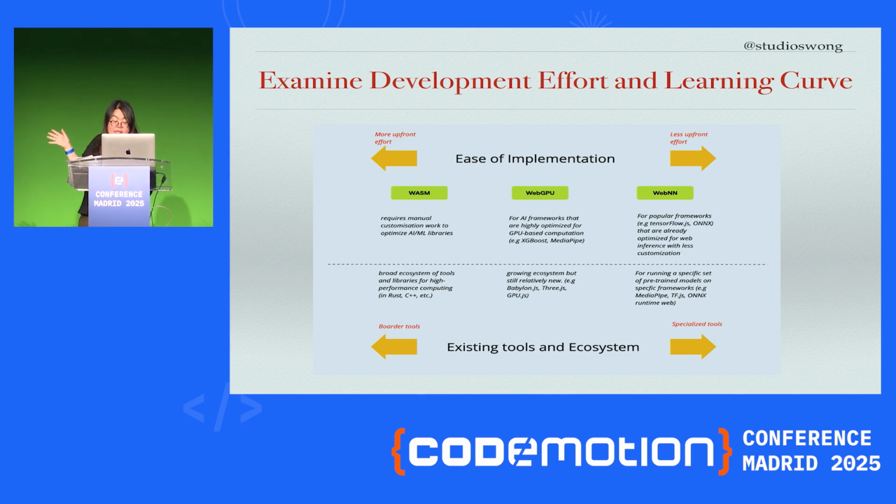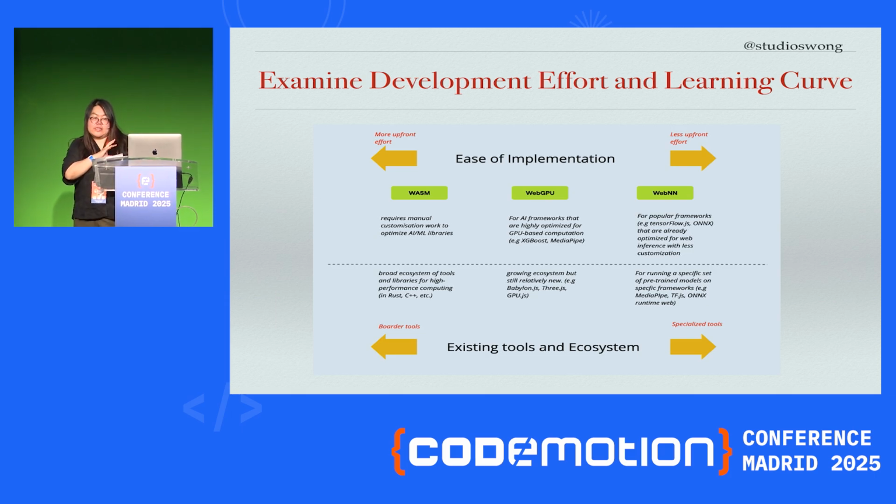And the other part is you also need to think about the existing tools and ecosystem. WASM is widely supported, widely available, and especially if you're working with, let's say, a machine learning engineer, they might have developed something in PyTorch and so on, then it makes sense to use WASM as that layer to port it to be available to be used in your web app. And WebGPU is actually relatively new. So there's a growing ecosystem, but it's not that widely supported. So you might need more effort looking into resources when you develop with it.